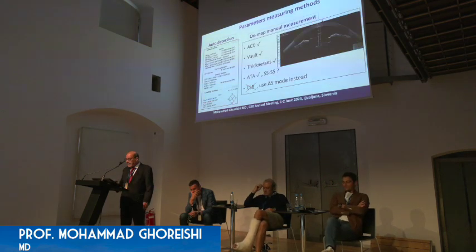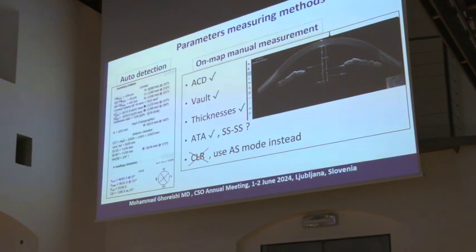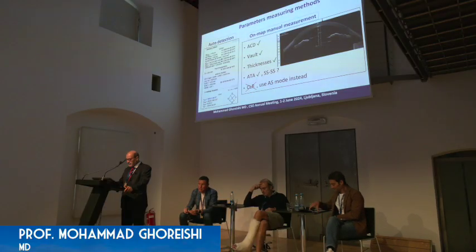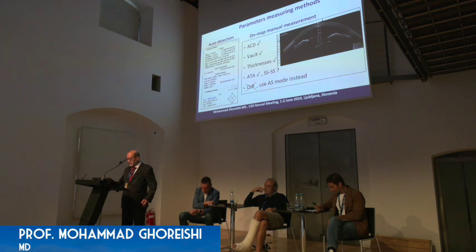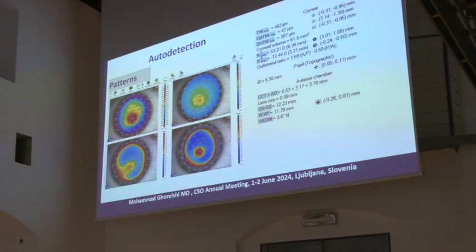We have the section map. The machine can determine the parameters automatically, or we can make them manually. Many of the parameters can be measured on the map or on the section, like ACD, white-to-white, thickness, and angle to angle. But as was mentioned, be cautious and do not measure the crystalline lens rise on the map. You can use something else instead. So this is auto detection. The machine detects most of the parameters, but some of the parameters we have to measure manually.